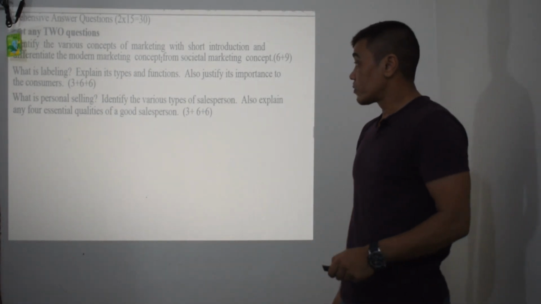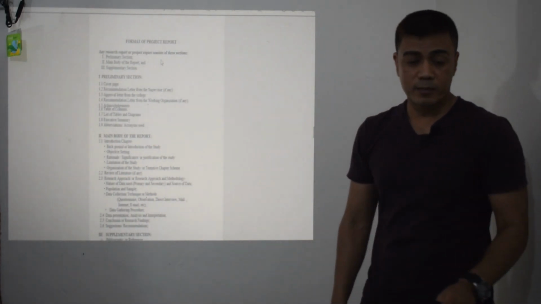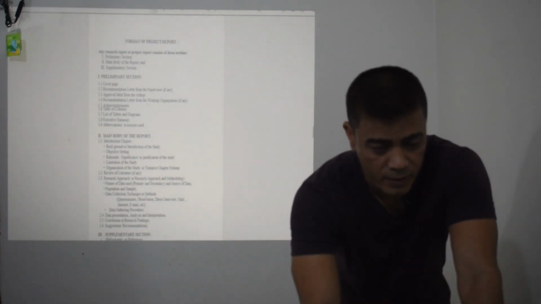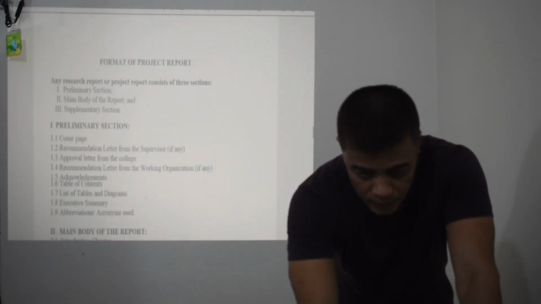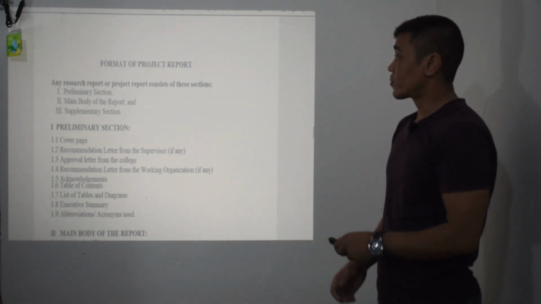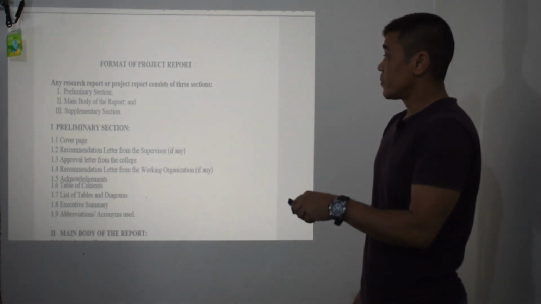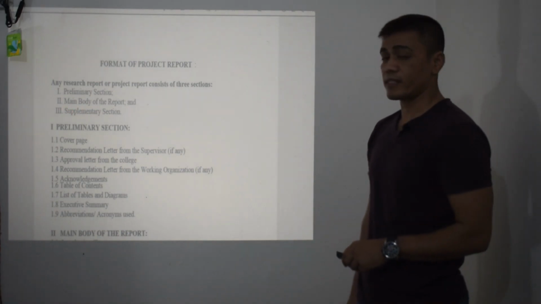Next, I want to say something about the project report. Some of you might have already submitted, and some of you are in progress, I think. So what is the format of the project report? Each report consists of 3 sections: the preliminary section, the main body of the report, and the supplementary section.